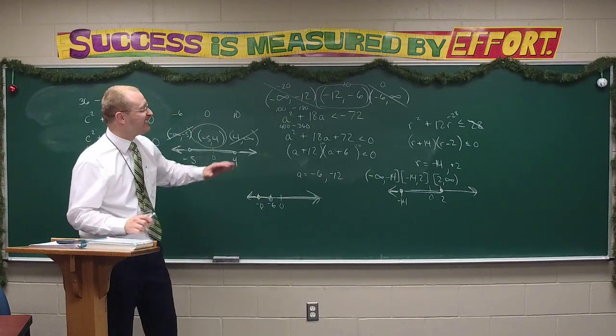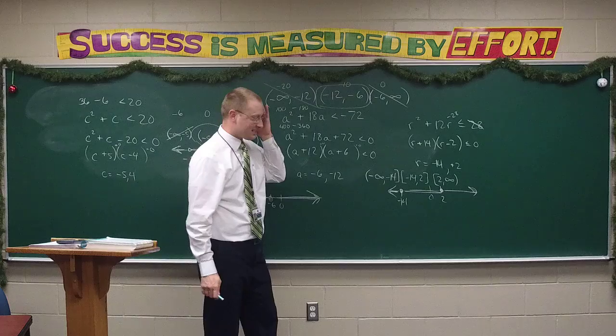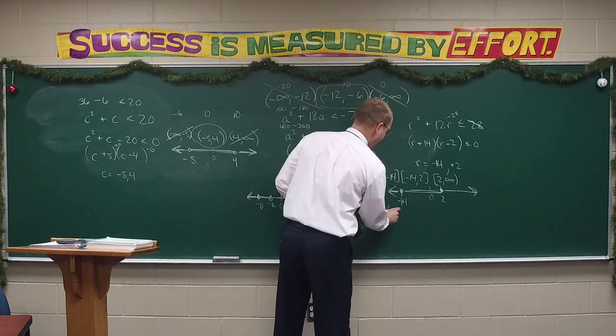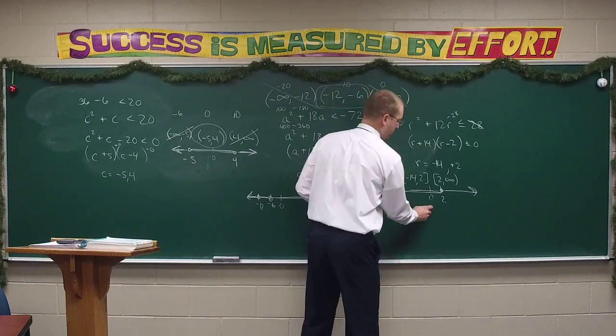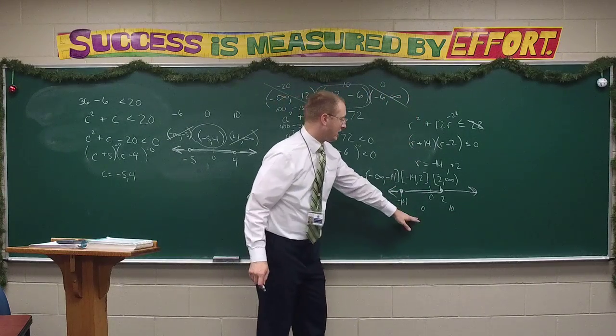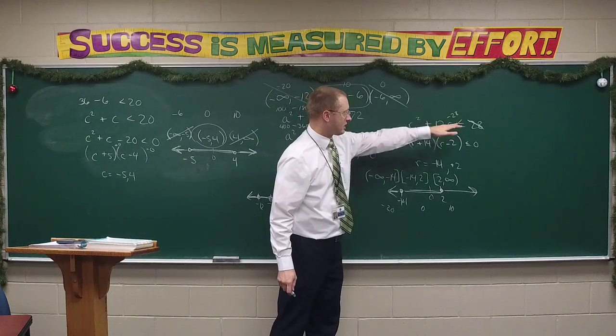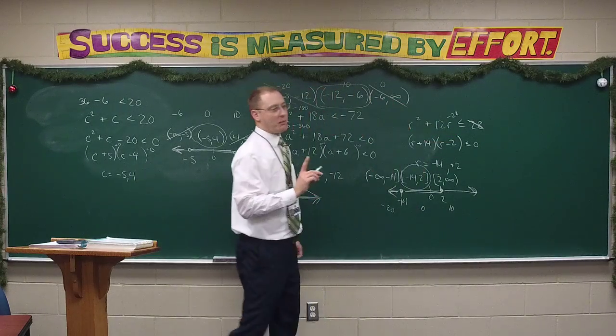All right. So we need to pick a value that is smaller than negative 14, class. Negative 20. I like negative 20 again. Something between negative 14 and 2? Zero. And something bigger than 2? 10? All right. Let's start with 0. I like 0 best. 0 plus 0 is less than 28.